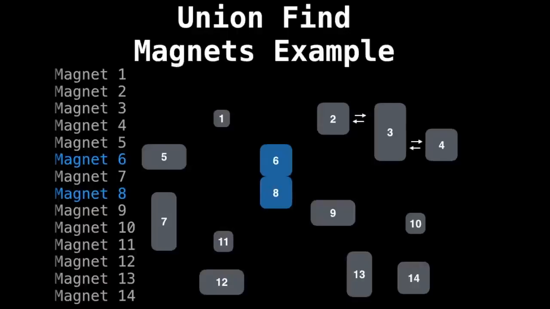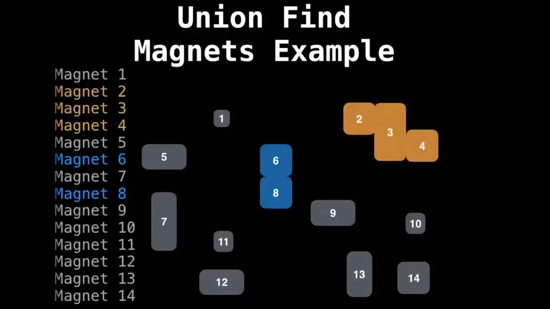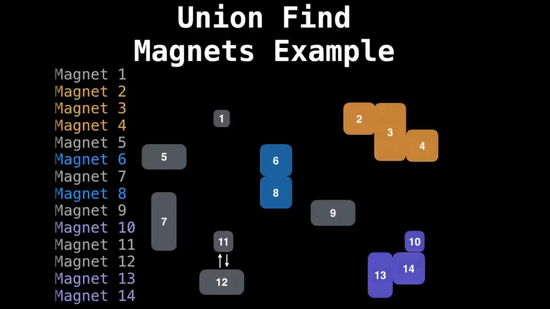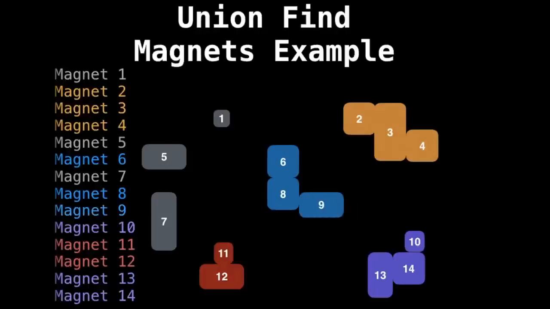Now perhaps 2, 3, and 4 are highly attracted to each other, so they would form a group. So they would form the yellow group. And perhaps 10, 13, and 14 would also form a group. And this keeps on going, and we unify magnets into groups. And perhaps we merge some magnets onto already existing groups, so we unify a gray magnet, which is just a magnet in its own group, to an already existing group. But also we can unify groups of magnets which are different colors.